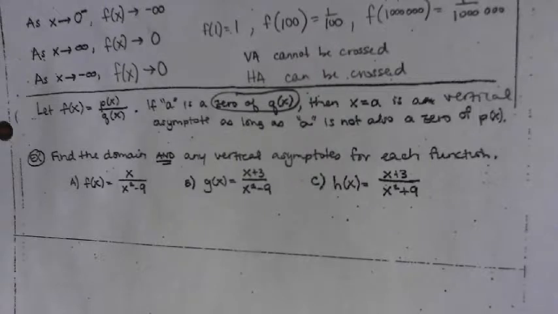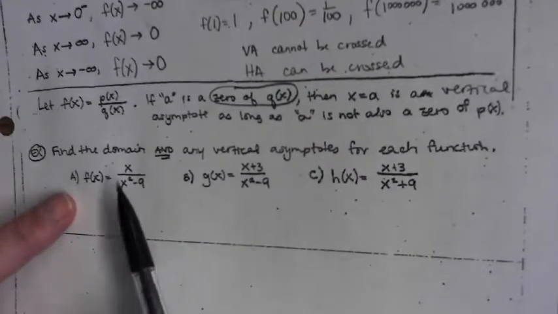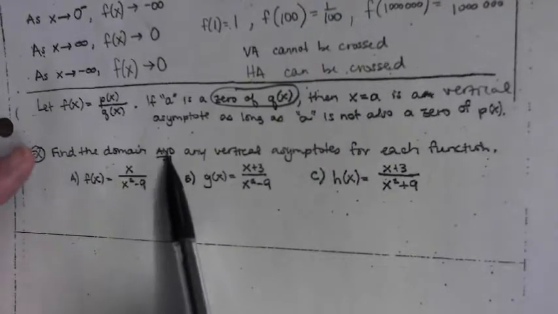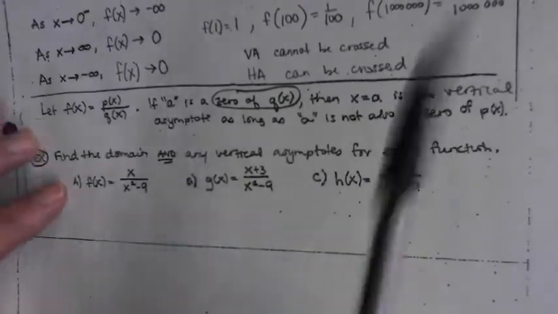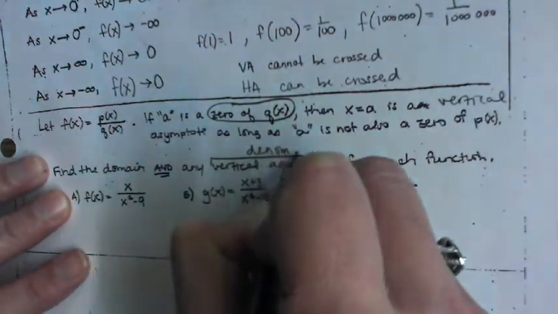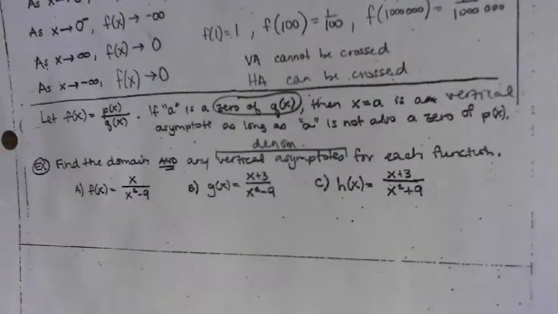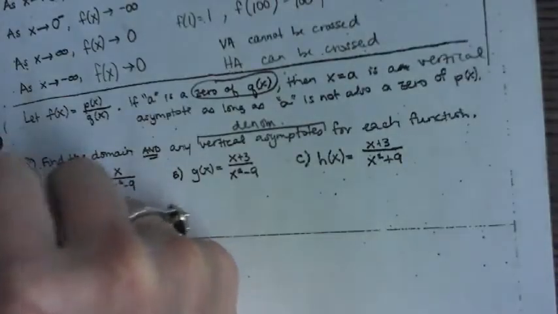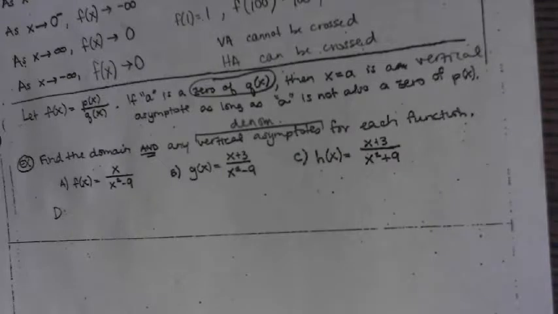Because if it's a 0 of both the numerator and the denominator, then something unique happens. And we'll see that. So if I just look at this one, first of all, I'm going to find my domain, and I'm going to find any vertical asymptotes. Vertical asymptotes always come from your denominator. So the domain. What can't x be? x can be any real numbers except.